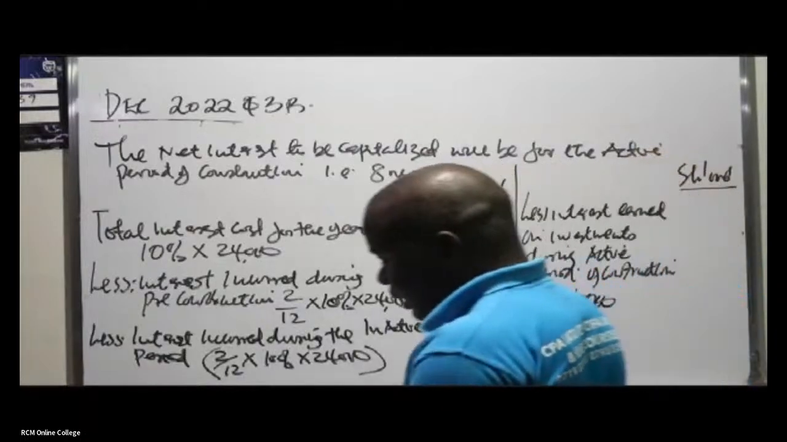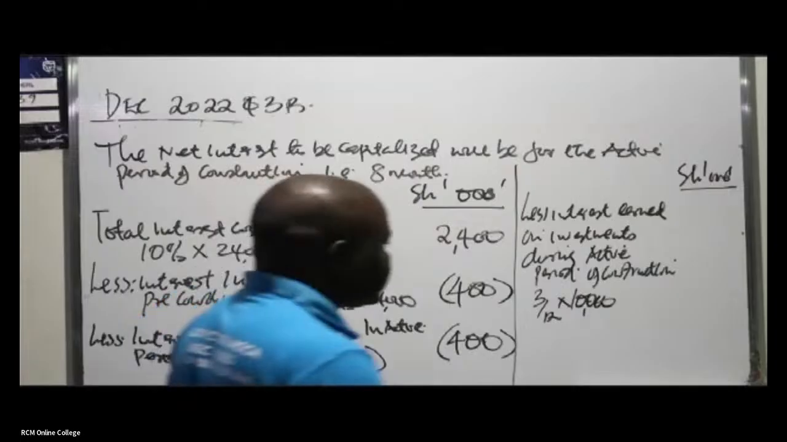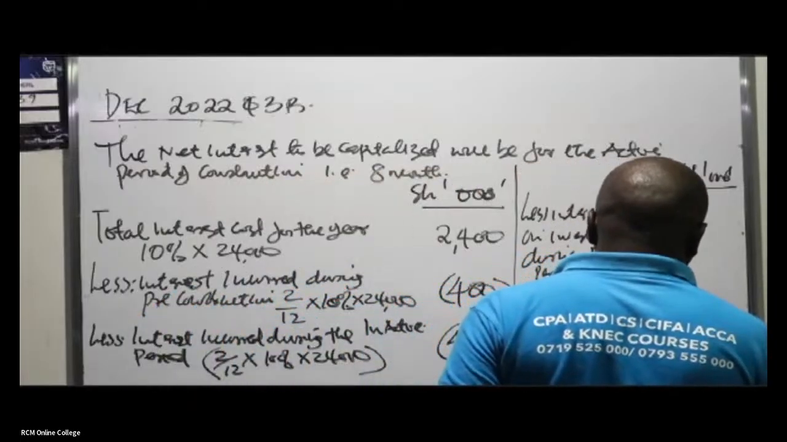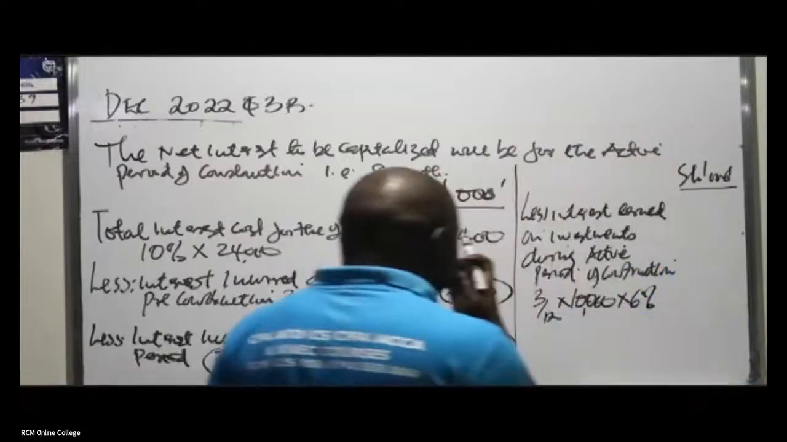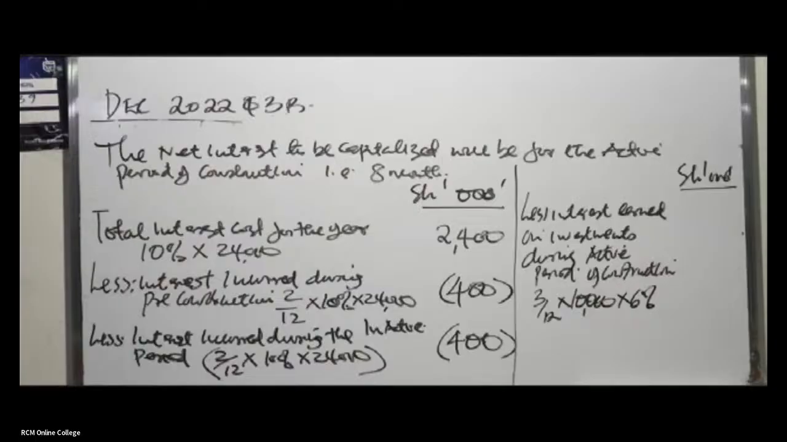How much interest was being earned? You need to look at how much interest was being earned on this money. They invested in 6% bonds, so they were earning interest of 6%. So you multiply by 6%. You need to deduct because in this case it will less the borrowing cost. What do you get?